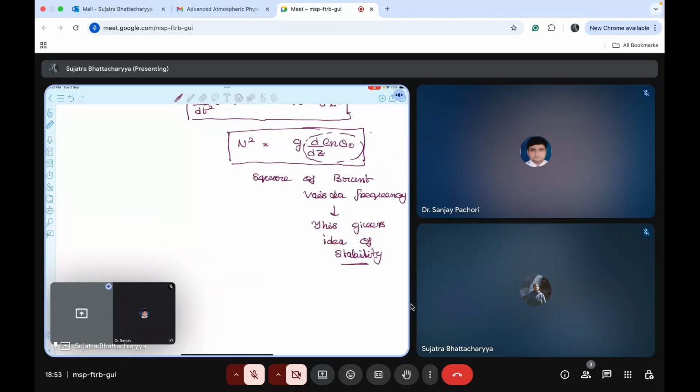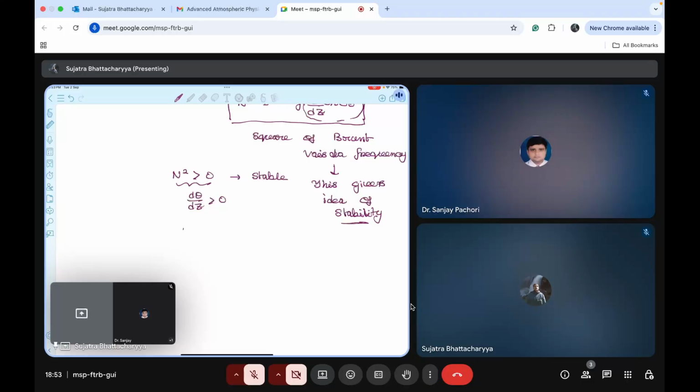So from this expression, you can clearly say that n square greater than 0 gives you a stable atmosphere. Why? Because environmental theta increases with height. This means d theta dz is greater than 0. But if n squared is less than 0, this becomes unstable. And if n squared is equal to 0, this becomes neutral.